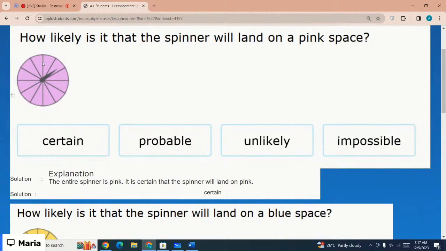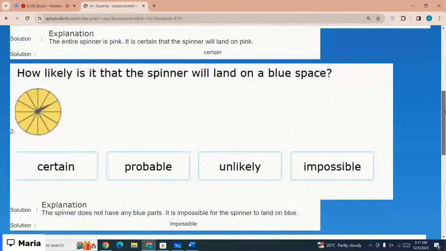certainly, right? Because the only option you have, whenever you spin the spinner, is that it will land on pink, because the whole spinner is pink. So that means it is certain that it will land on pink, right? Certain means obviously it will land on pink, right? Because you have only one option. The rest of the words, let's see in the other examples.